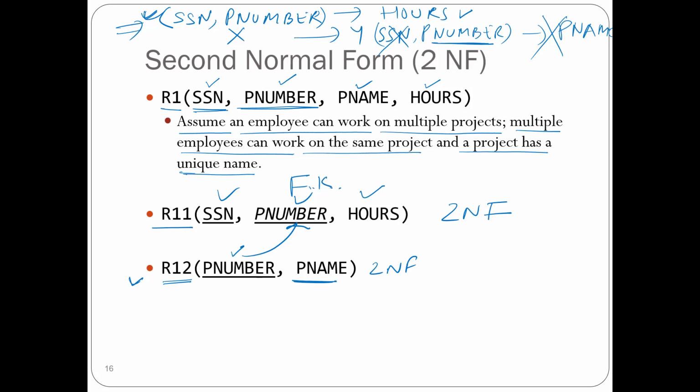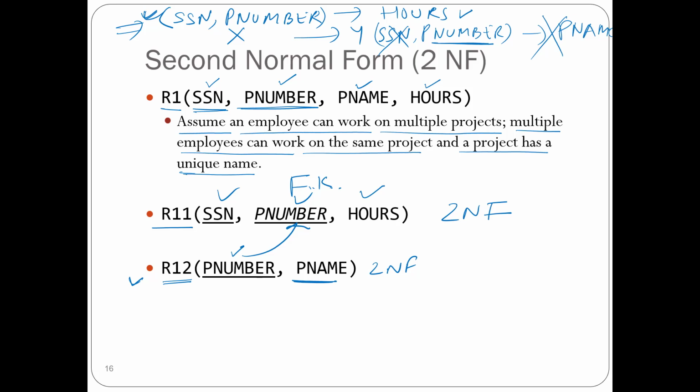Because we will be able to connect these two relations together by using this P number, which is being used as the primary key in the second relation. Okay, so you need to understand these concepts and you should be ready to work on these kinds of problems for normalization.